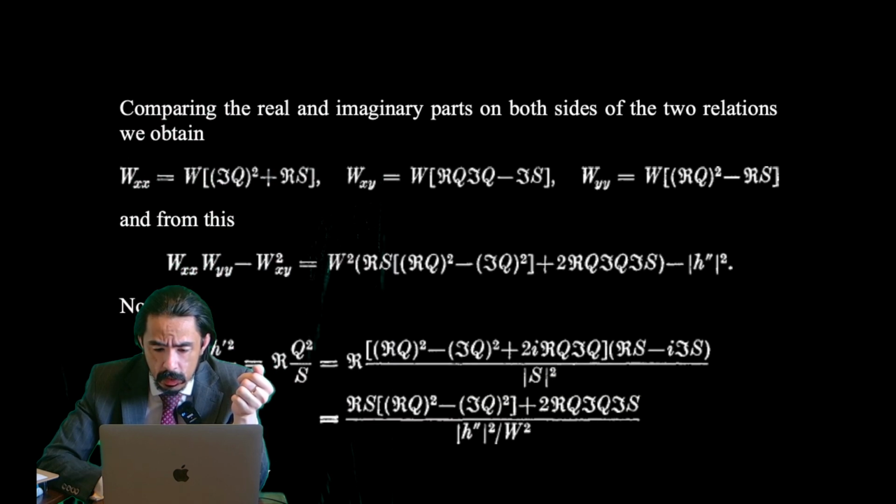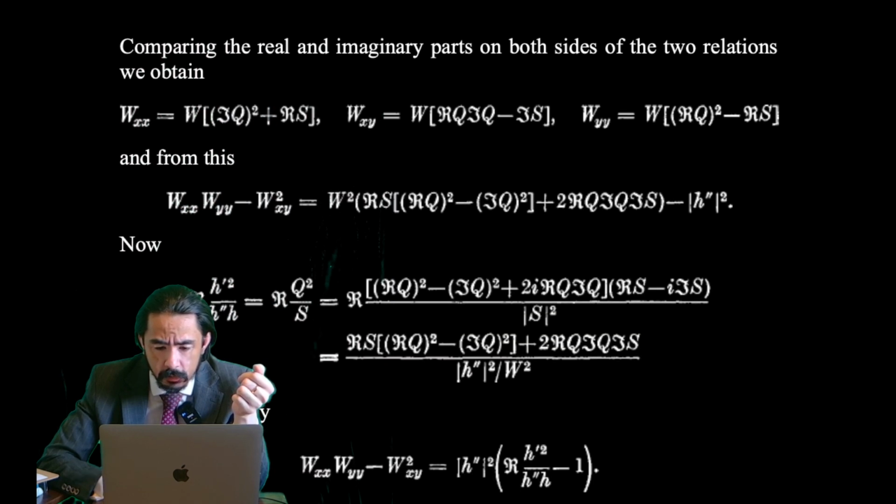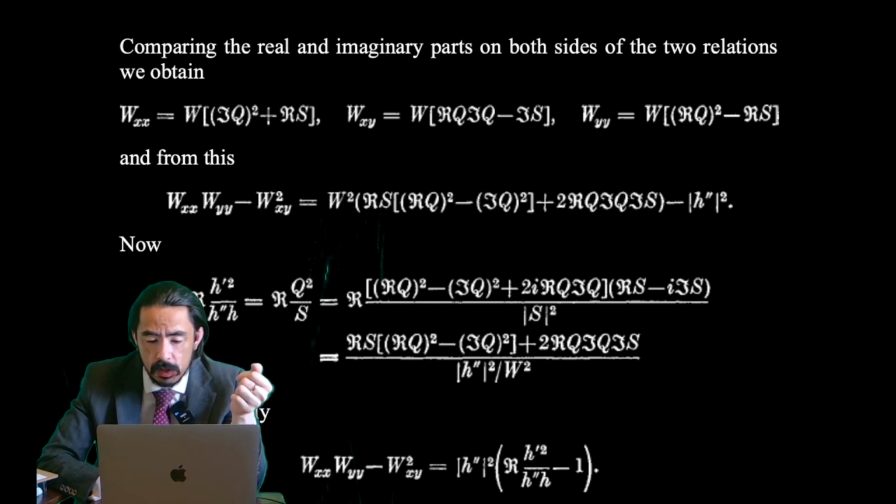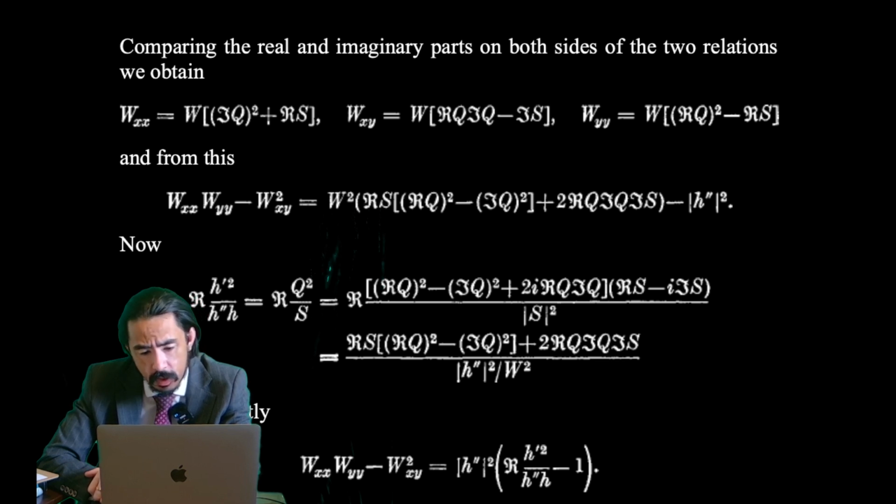Here's a bread and butter trick of working with complex variables. Comparing the real and imaginary parts on both sides of the two relations, we obtain that capital W sub xx equals capital W then times the imaginary component of q squared plus the real part of s. We have capital W sub xy is equal to capital W then times the real component of q then times the imaginary component of q minus the imaginary component of s.